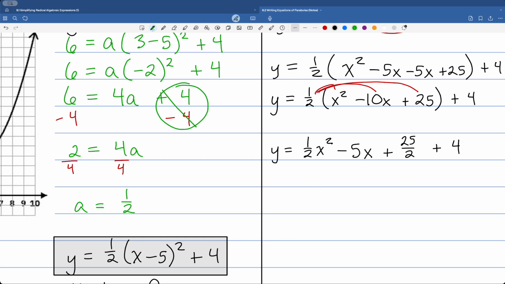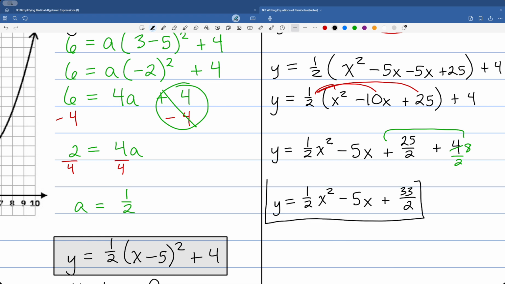And then we're going to need a common denominator between these last two terms here. So this 4, put it over 2. This will be 8 over 2. So we're going to have y equals 1/2 x squared minus 5x, and then 25 plus 8, that is going to be plus 33 over 2. And now we have taken it from vertex form to standard form.